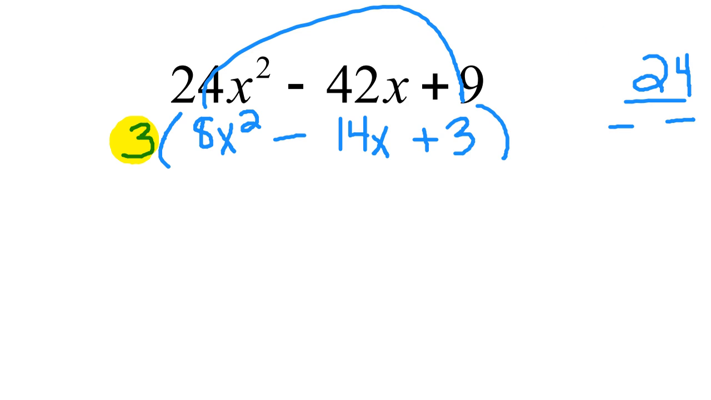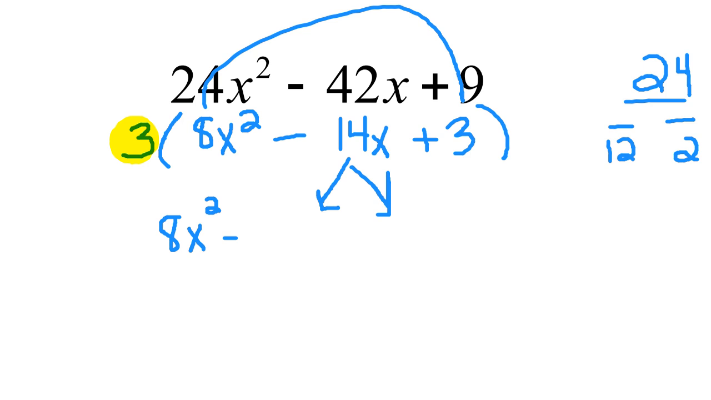The factors we need to use are 12 and 2. 12 times 2 is 24. 12 plus 2 is 14. When we go to split this middle term, we always bring down the term furthest to the left, which is 8x squared. Minus, it does not matter if we write negative 12 first or negative 2 first. We will get the same answer.